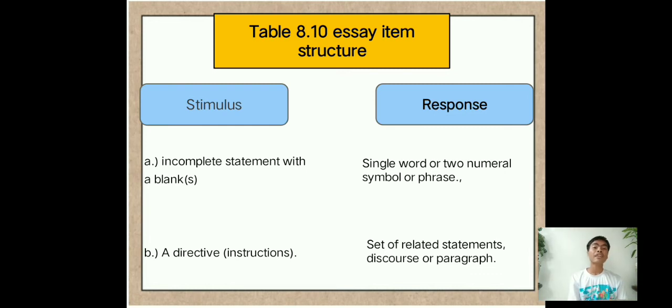Letter B, a directive or instructions. As a response of the students, it is a set of related statements, discourse or paragraph. A directive or instruction is given so that the students will be able to construct or create a discourse or paragraph that will also answer the questions given by the teacher.